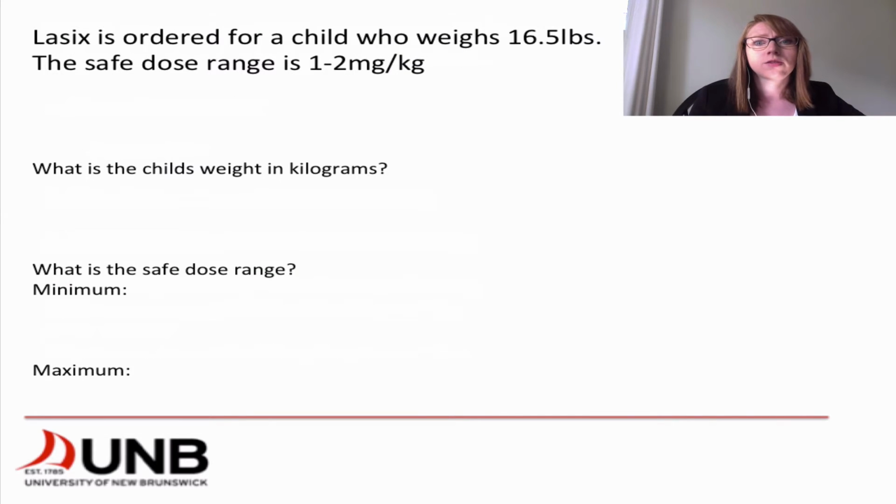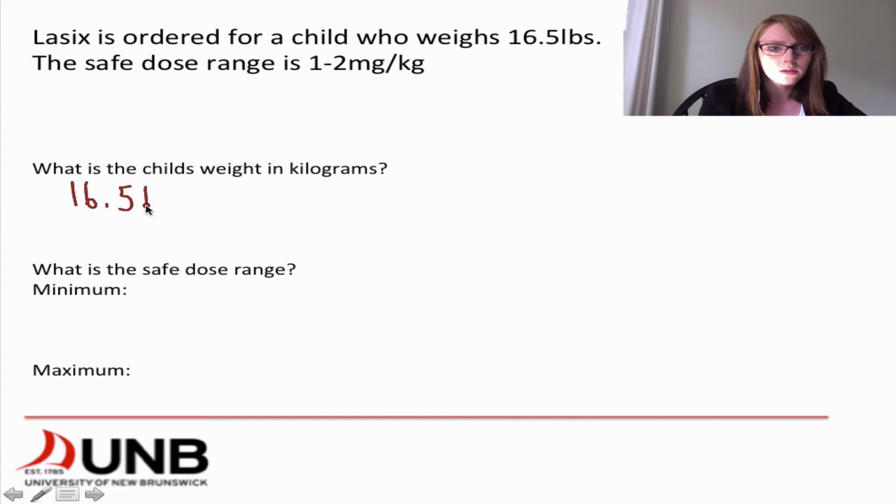So Lasix is ordered for a child who weighs 16.5 pounds. The safe dose range is 1 to 2 milligrams per kilogram. So the first thing that we have to do, as you can see here, is what's the child's weight in kilograms. So we know that the child weighs 16.5 pounds. So let's draw that out, 16.5 pounds. And we want to go to kilograms.